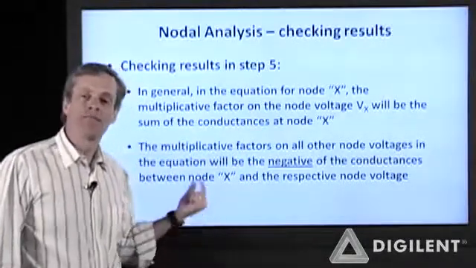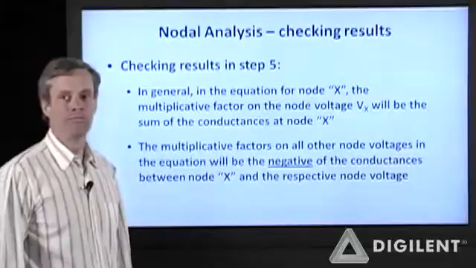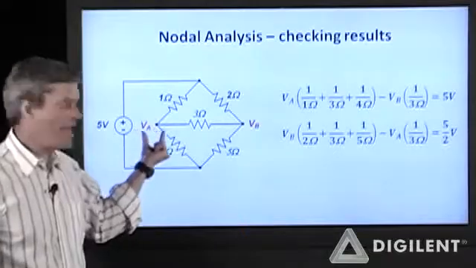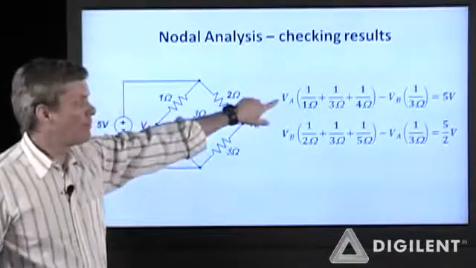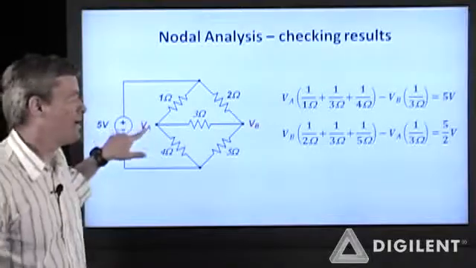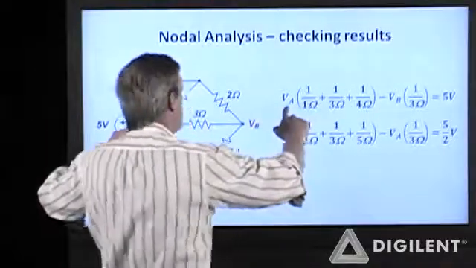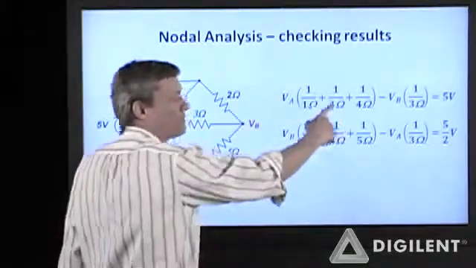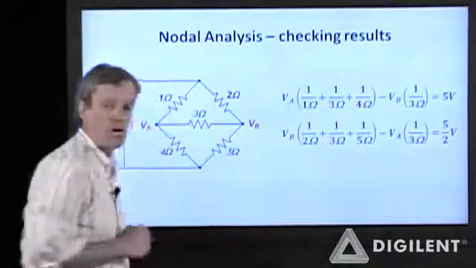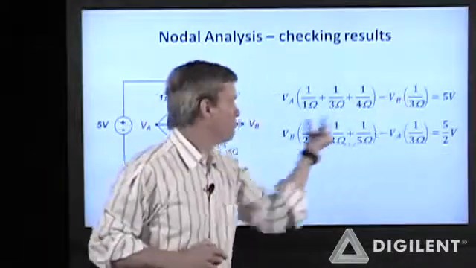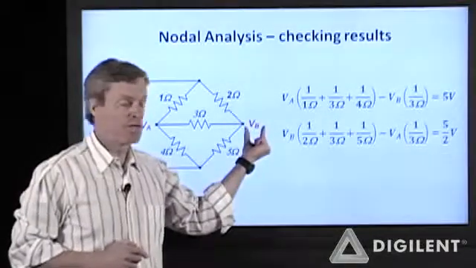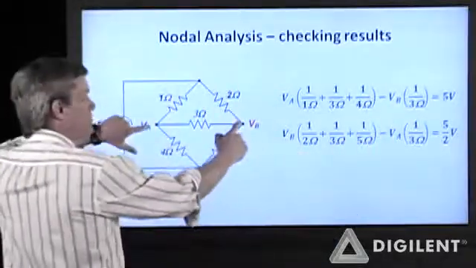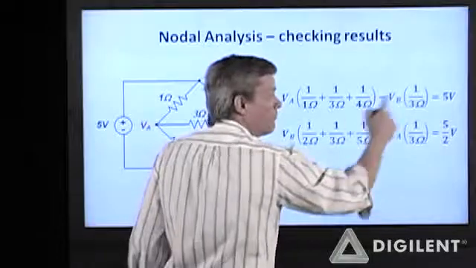Let me illustrate that relative to the example that we just did. Okay, this is our previous example. We had node A and node B. When we wrote the equation for node A, the multiplicative factor on V sub A is this conductance, 1 over 1 ohm, plus this conductance, 1 over 3 ohms, plus this conductance, 1 over 4 ohms. I also had a V sub B term, this node voltage over here. The multiplicative factor on that voltage is the negative of the conductance between V sub A and V sub B, negative 1 over 3 ohms.